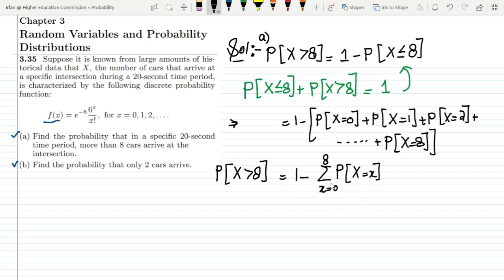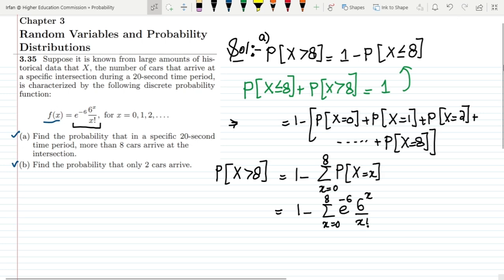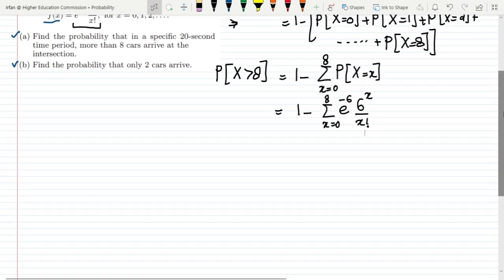Now we have this formula for p of x, and that is given here in this form. So now writing it here, I will have 1 minus the sum for x equal to 0 up to 8. Okay, and writing this formula, because here luckily we have the same variable, we will have exponential of minus 6, and 6 raised to power x divided by x factorial. Okay, so now let me open the braces here and let me do it here as well.